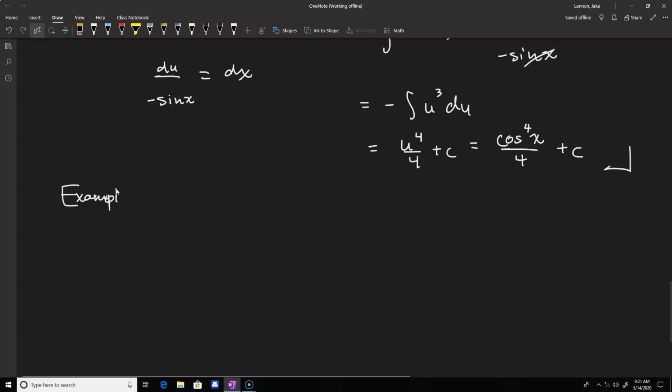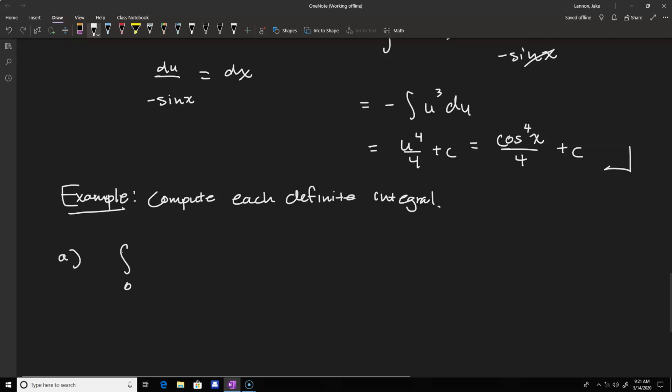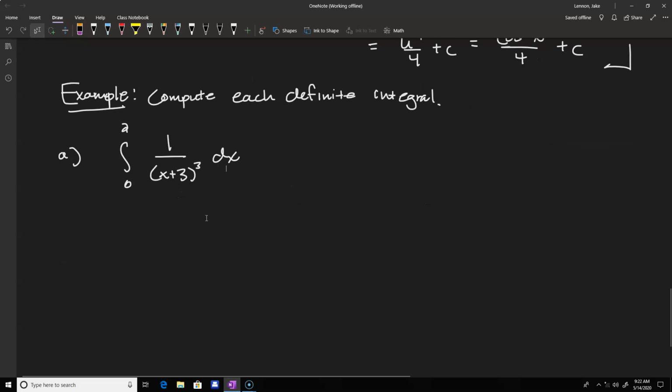So example, let's say compute the value of each definite integral. So let's say we have the integral from 0 to 2 of, let's say, 1 over quantity x plus 3 cubed dx. So this is actually a relatively straightforward substitution. We just want to let u equal x plus 3, and then du directly is dx.